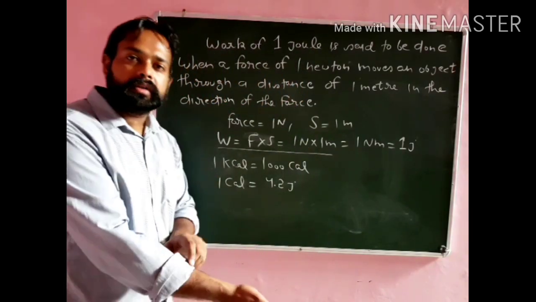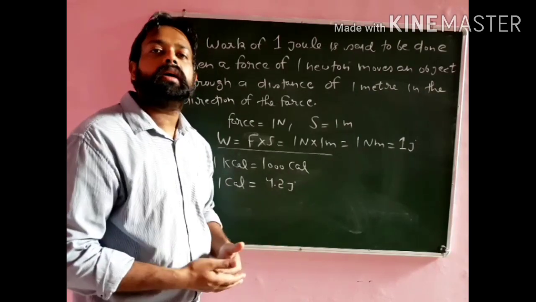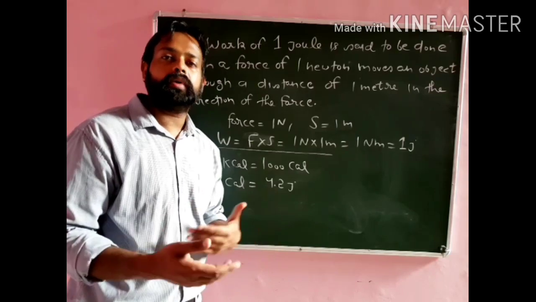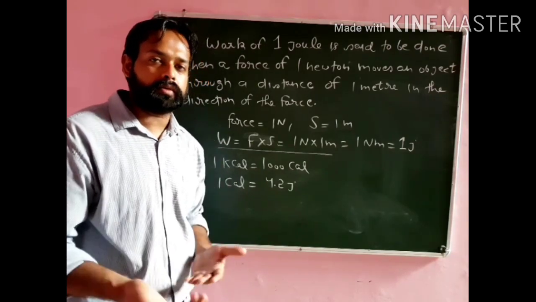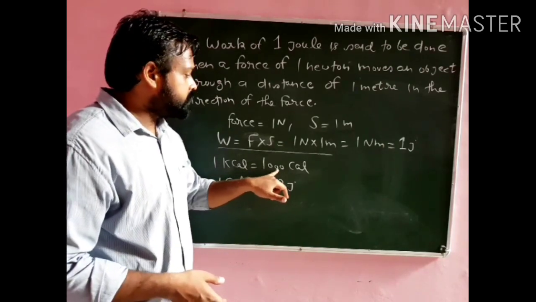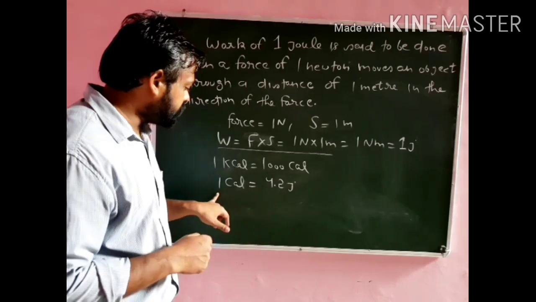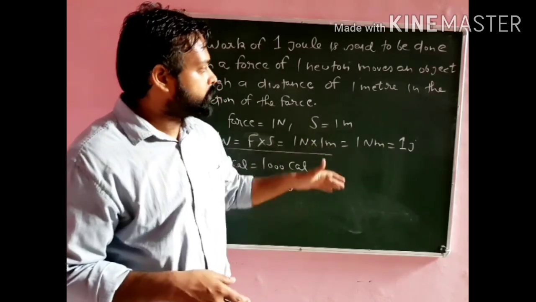There are different units, as given in your book, to define energy, just as we define distance in kilometers, meters, and centimeters. In the same way, 1 kilo calorie contains 1000 calories and 1 calorie contains 4.2 joule. So this is your topic.